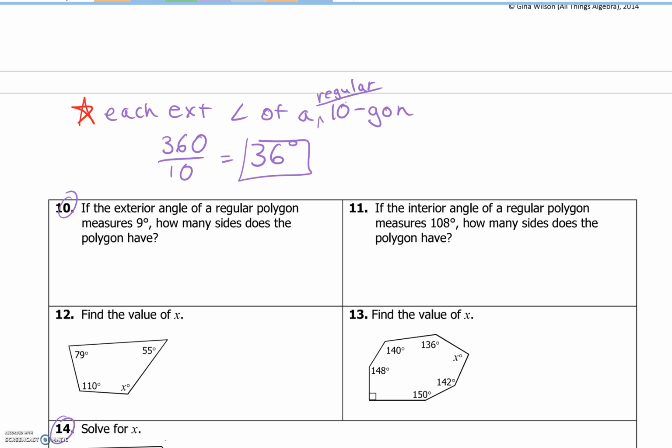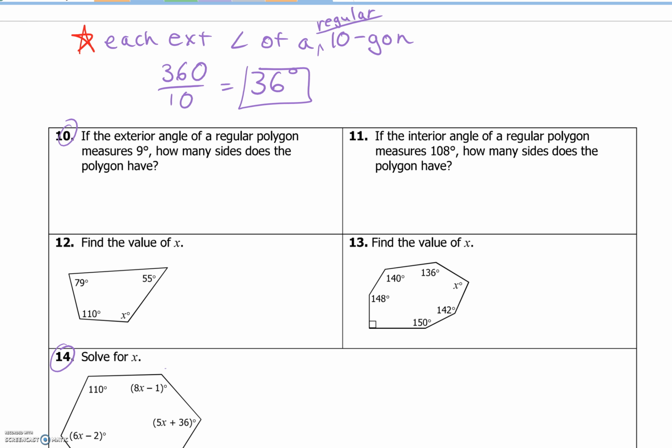For number 10, moving on to that, if the exterior angle of a regular polygon measures 9 degrees, so I have an exterior angle of 9 degrees of a regular polygon, how many sides does it have? Same idea as the last problem. In this case, I have 360 degrees total. And if I divide that by 9 degrees for each exterior angle, I end up with 40 sides.